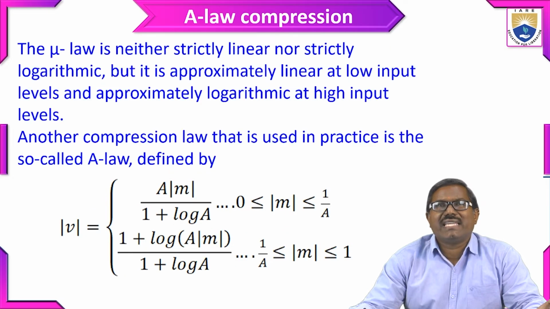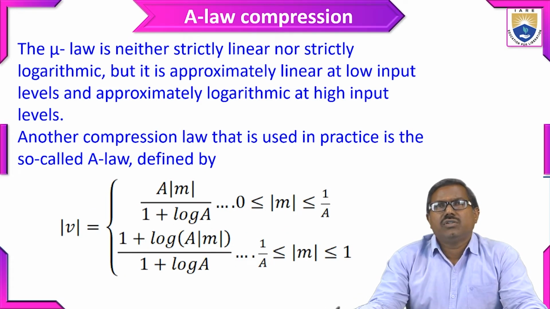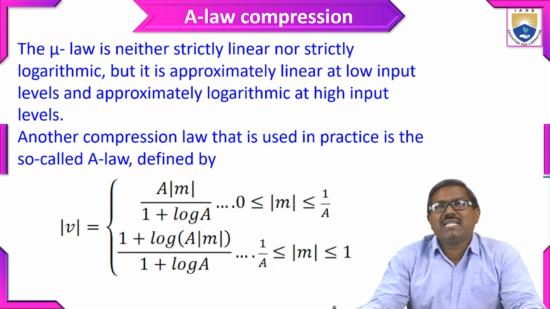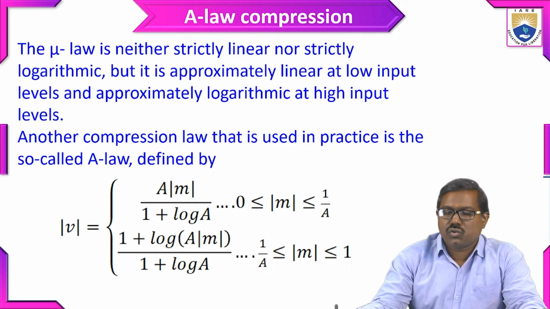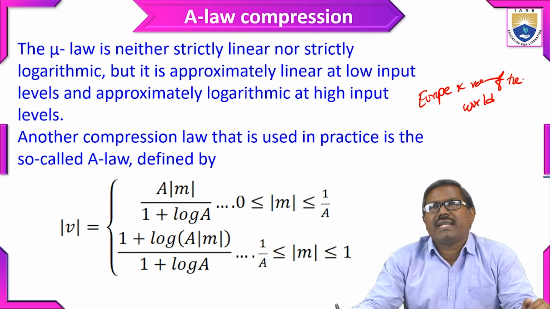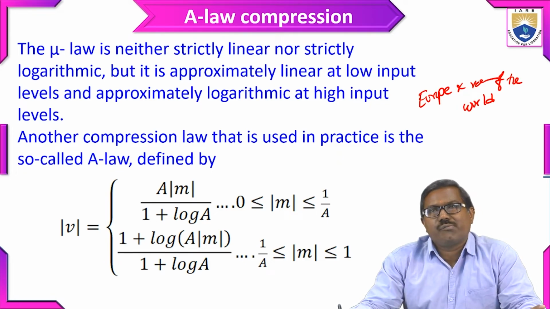And another law is the A-law. The mu law is neither strictly linear nor strictly logarithmic, but it is approximately linear at low input levels and approximately logarithmic at high input levels. So here we use another compression called the A-law. This A-law is used in Europe and the rest of the world.